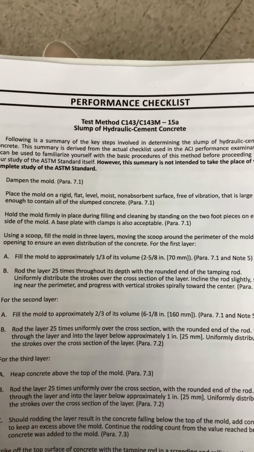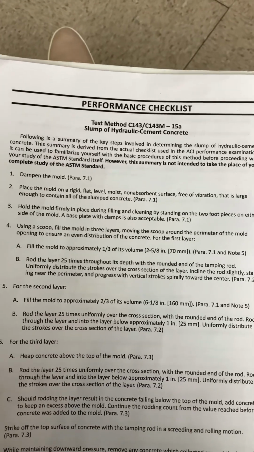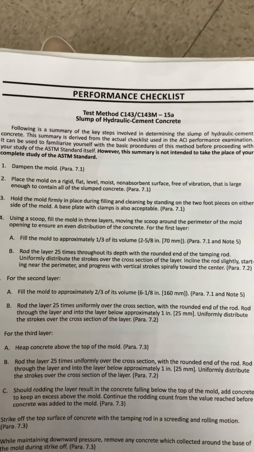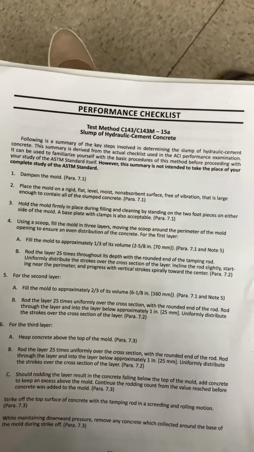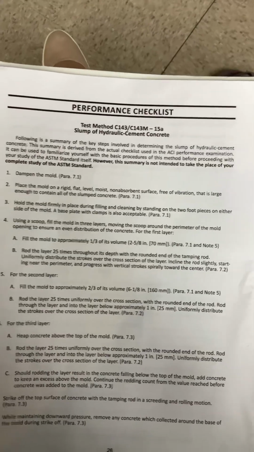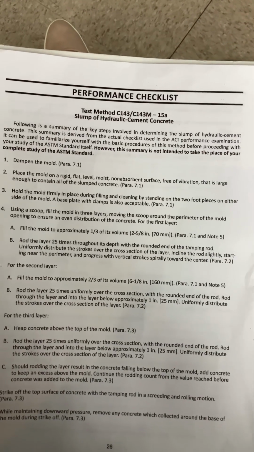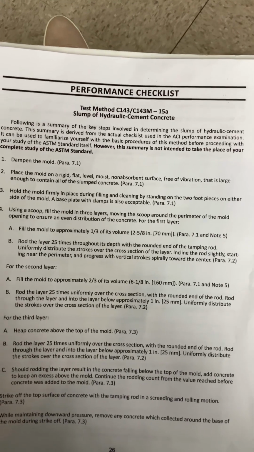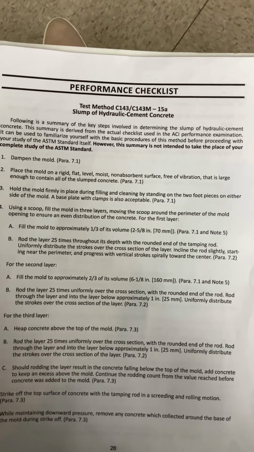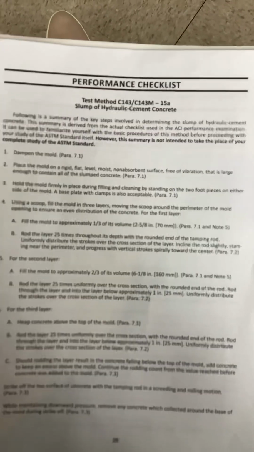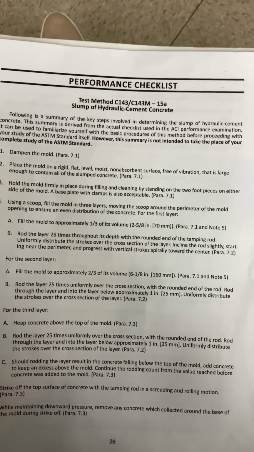The following is a summary: slump of hydraulic cement concrete. Following is a summary of the key steps involved in determining the slump of hydraulic cement concrete. The summary is derived from the actual checklist used in the ACI performance examination. It can be used to familiarize yourself with basic procedures of this method before proceeding with your study of the ASTM standards itself. However, this summary is not intended to take the place of your complete study of the ASTM standards.